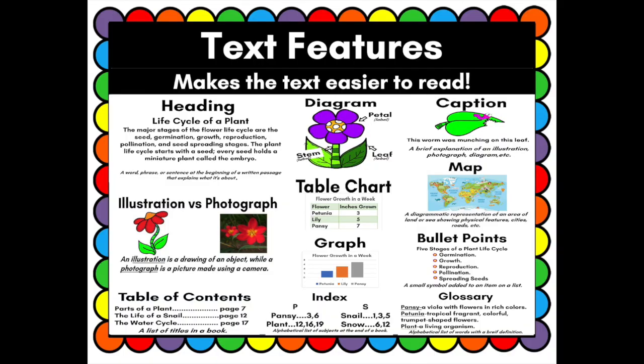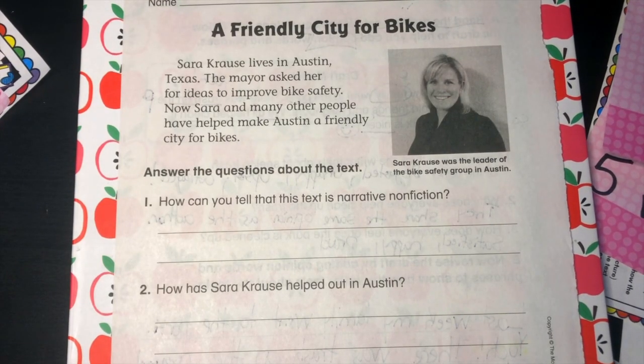Text features are a way the author communicates or gives us information without writing it in words. So, a text feature could be a photograph, a caption, bold words. It could be a chart, a diagram, a map, a graph. There's a variety of ways authors give us information, right? So we've been learning about text features these 2 weeks.